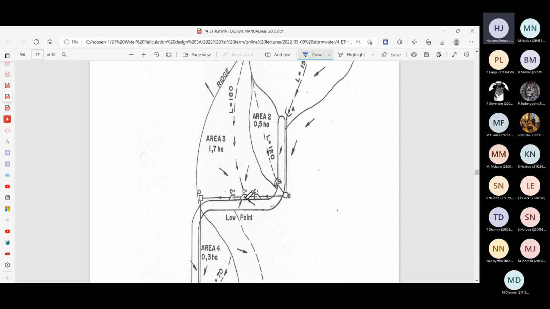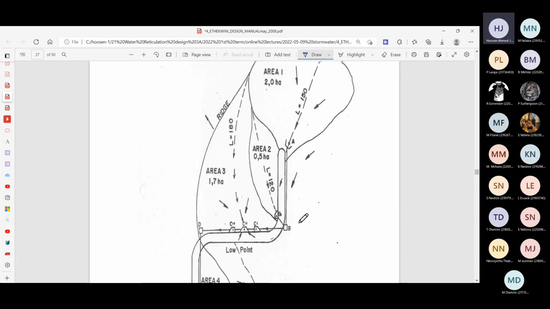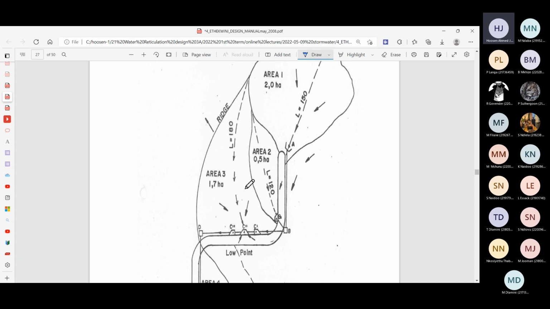From C1, it flows to C2, and you then see catchment area 3. The flow from that then flows into C2, and then again from C2, it's piped from C2 to D, and then from D to E, and then from E to F, where you have again an outlet chamber. And it's then outlet into what looks like a natural water course or a stream down there at the bottom. That's looking again at this design.